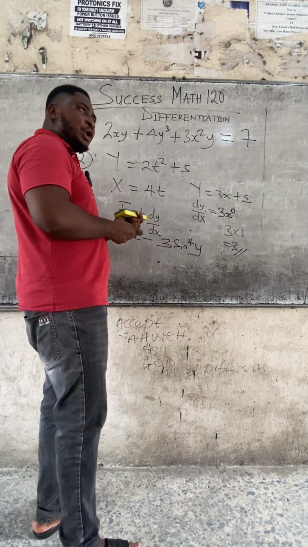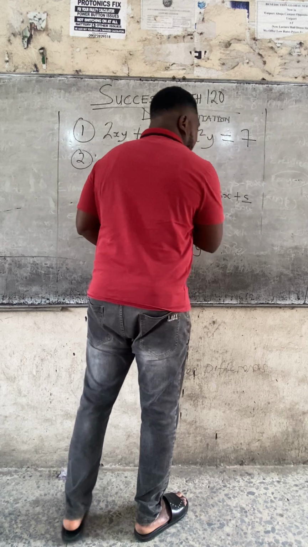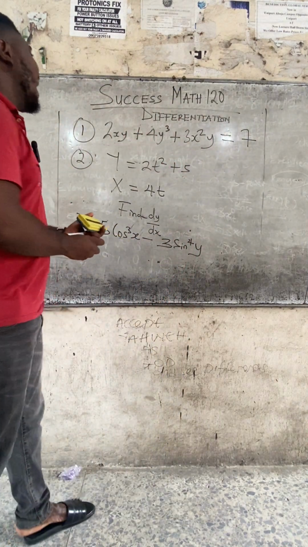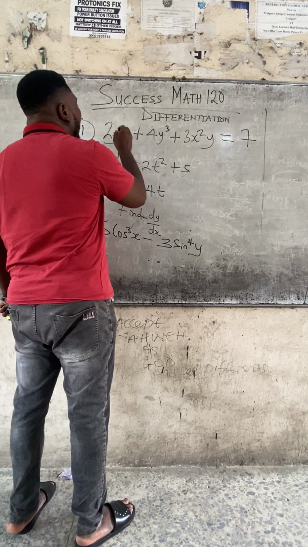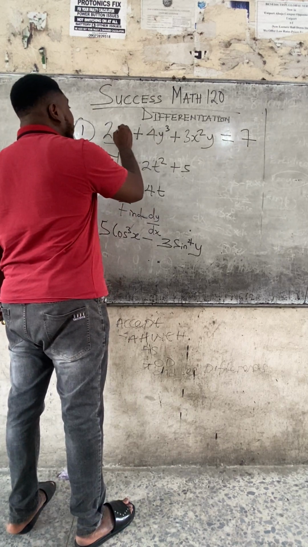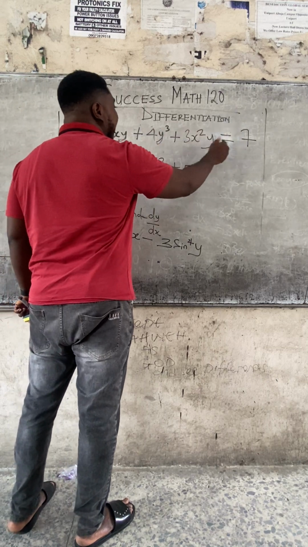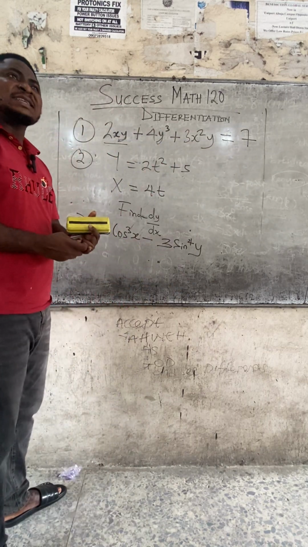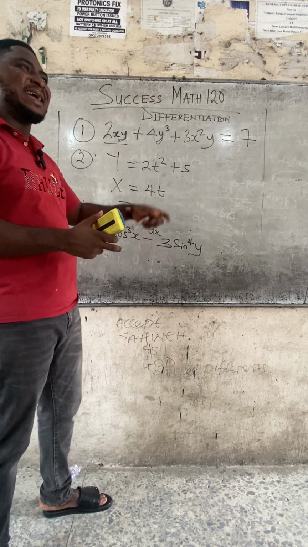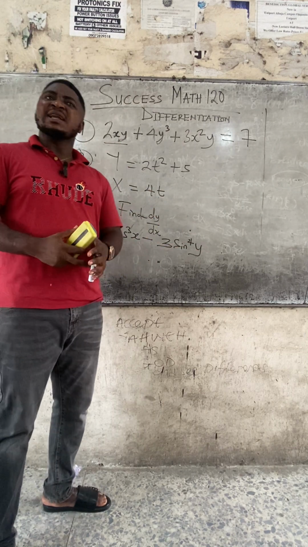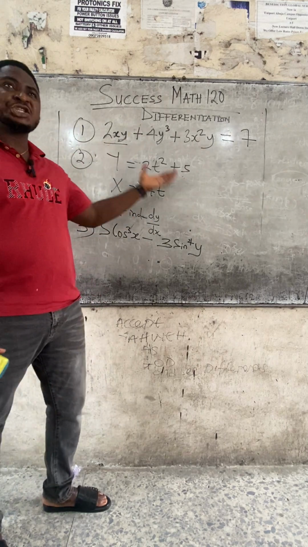Class, I know why I'm hammering on this simple foundation, because this foundation will help us in whatever we're doing here. But class, in this function, you see x and y existing in the same expression: 2xy plus 4y raised to power 3 plus 3x squared y equals 7. Class, anytime you see a function where x and y are mixed up together in the same function, you are dealing with implicit differentiation.